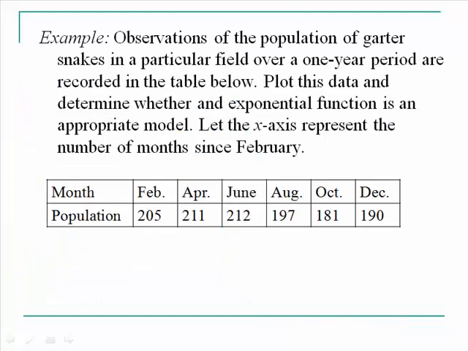Let's look at another example. Observations of the population of garter snakes in a particular field over a 1-year period are recorded in the table below. Once again, we want to see if an exponential function represents the appropriate model for a set of data. This time, our x-axis will represent the number of months since February, and our y-axis will represent the number of snakes observed in that corresponding month.